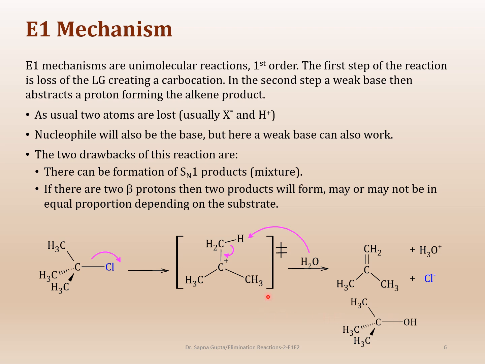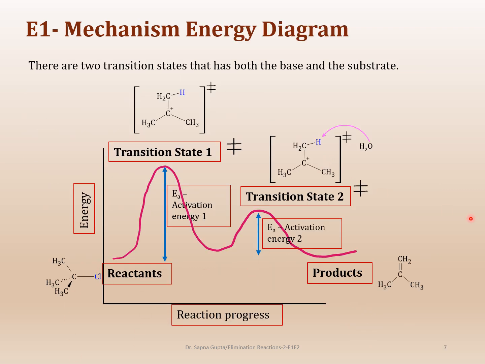So anyhow, this is the E1 mechanism, and let's see over here. I don't think I have anything else to mention here. Okay, here's the energy diagram for the E1 mechanism. Again, very similar to SN1, where you have two transition states. The higher energy one is, of course, the formation of the carbocation. That's the rate determining step. Once that happens, the second step is a lot easier.